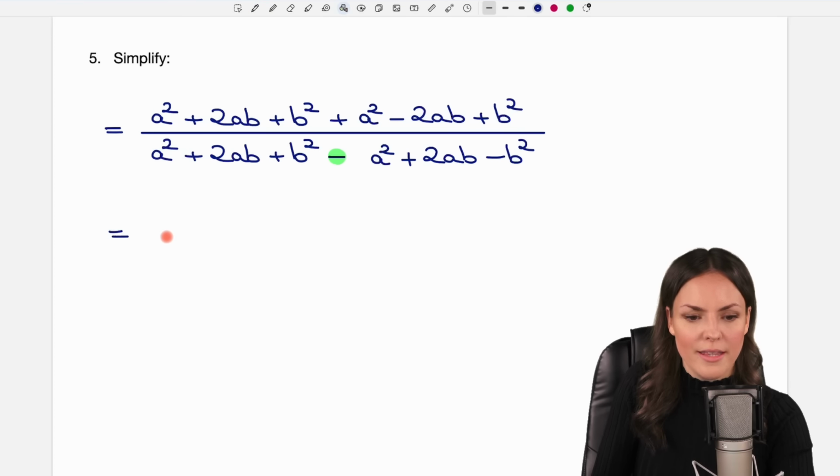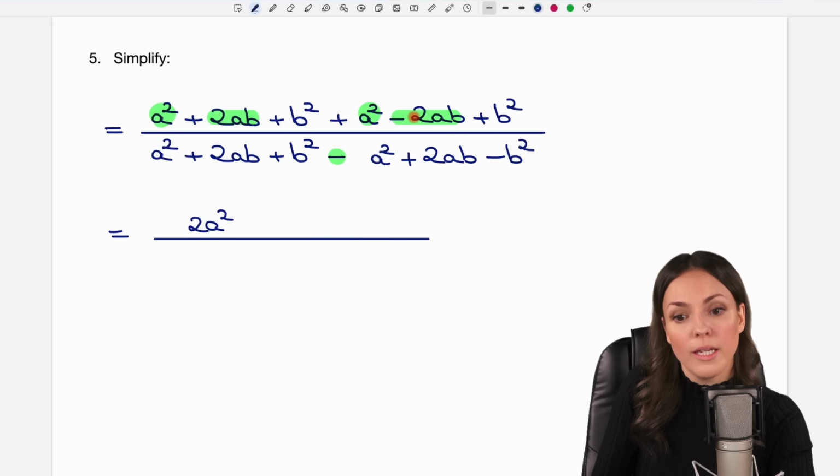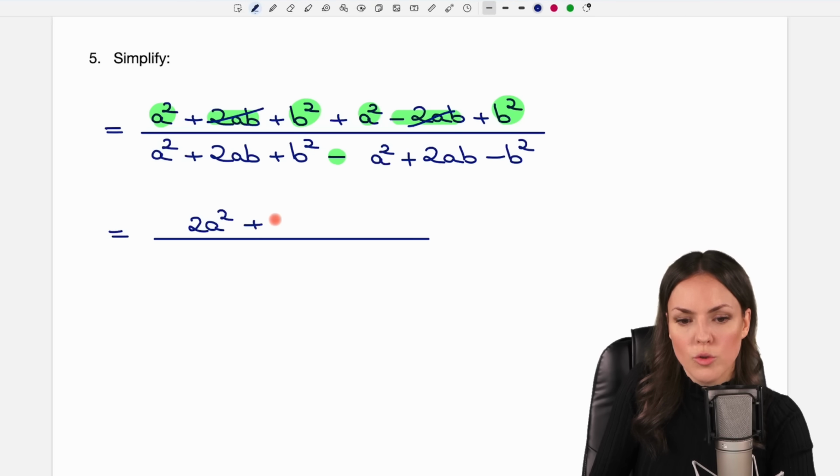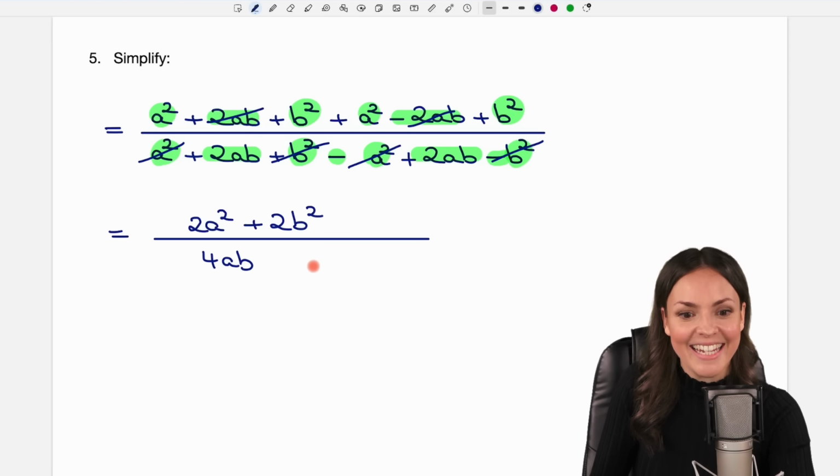Okay, let's simplify this thing. A squared plus a squared equals 2a squared. 2ab minus 2ab cancels out. Nice. B squared plus b squared equals 2b squared. Then here, a squared minus a squared cancels out. 2ab plus 2ab is 4ab, and b squared minus b squared cancels out, and that's it? No, it's not. Not yet.